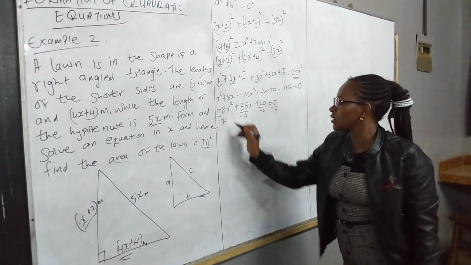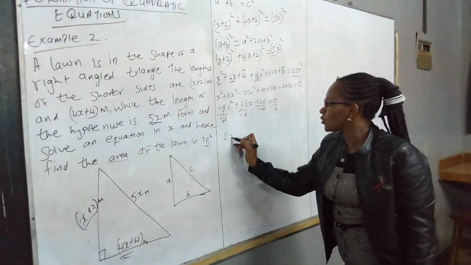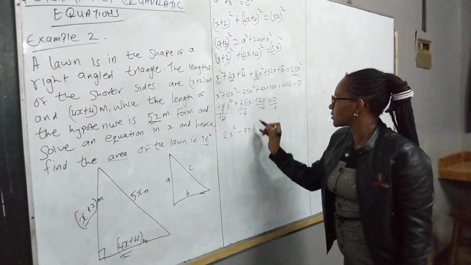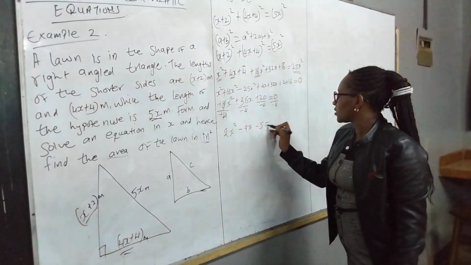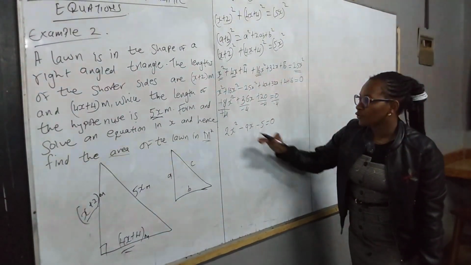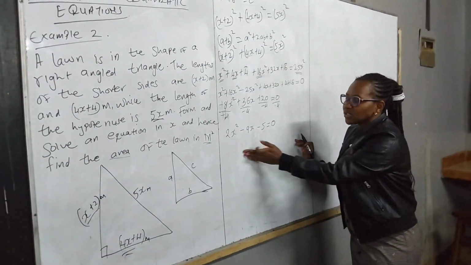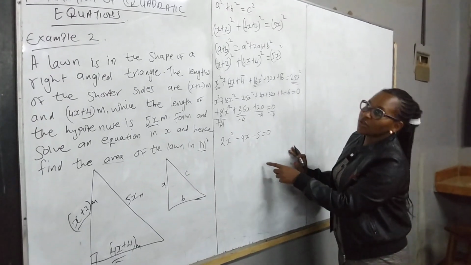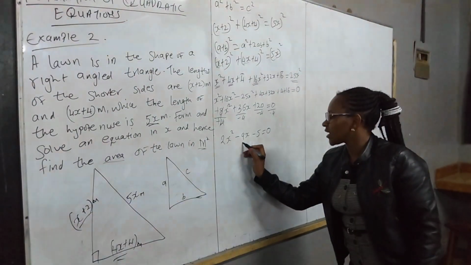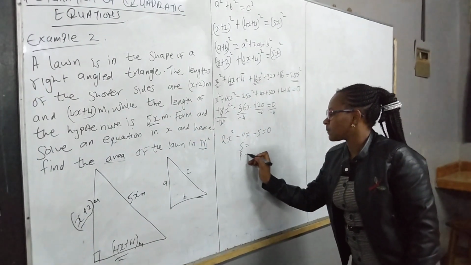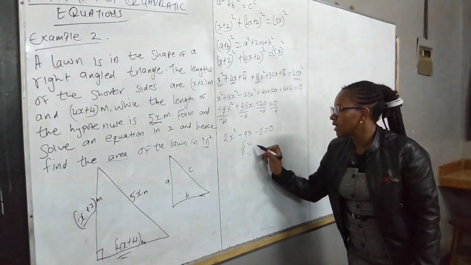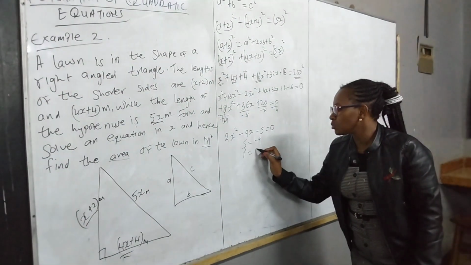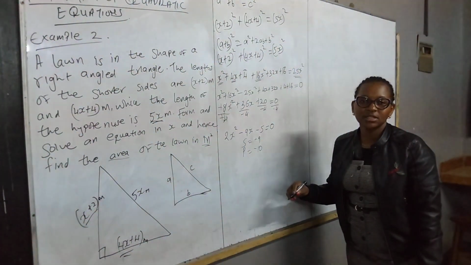Here we'll be having 2x squared minus 9x minus 5 is equals to 0. From this part now we can use the first method that we learned on how to solve the quadratic equation. We have the sum and the product. The sum here is negative 9. The product here is going to be negative 10.